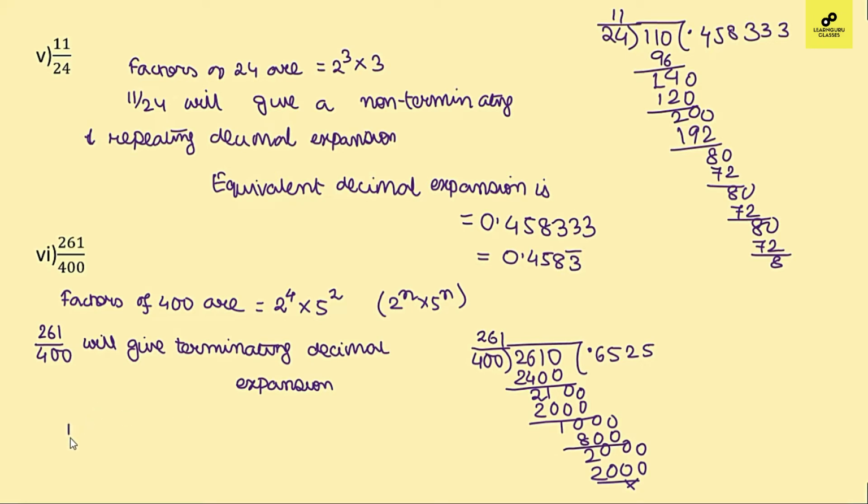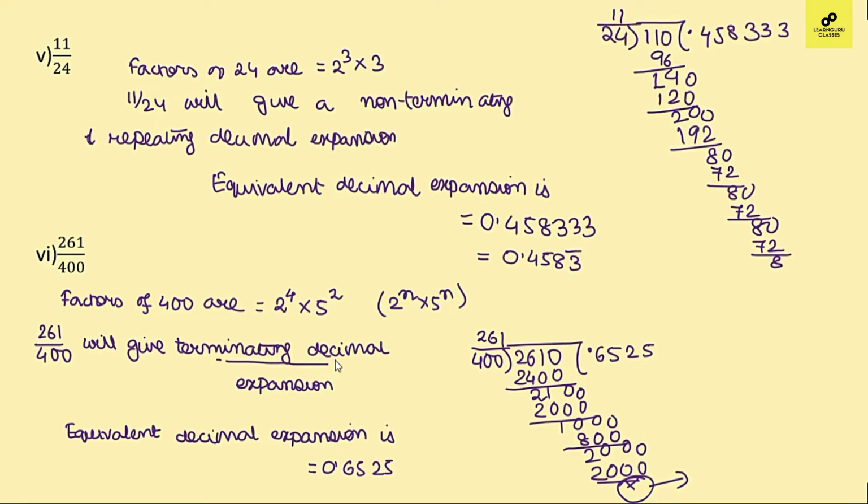So the equivalent decimal expansion is 0.6525, and here since the remainder came out to be 0, for that we are giving here terminating decimal expansion.